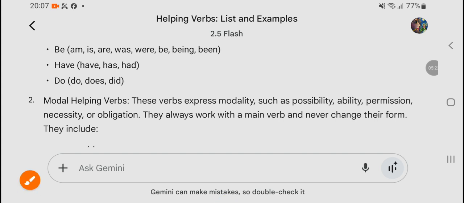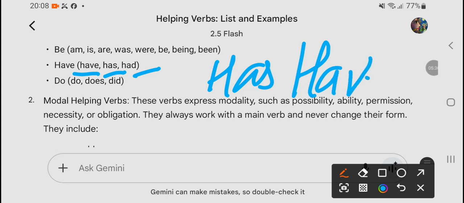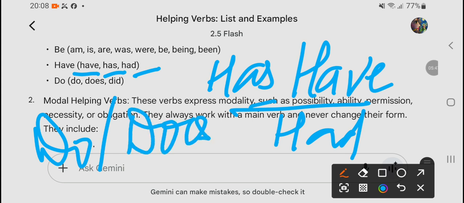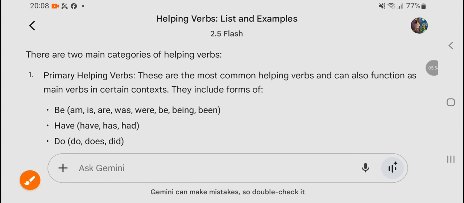Then has, have, had, I have already told you. Has, have, had. Has is singular, have is plural, and had is past tense. This way you can remember has, have, and had. Similarly, do, does and did, right? So these are called primary helping verbs.